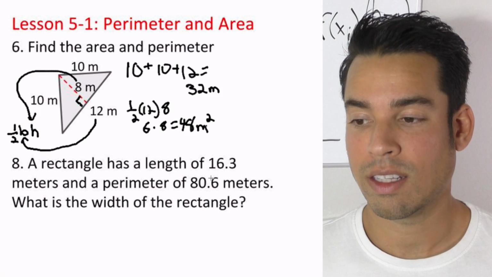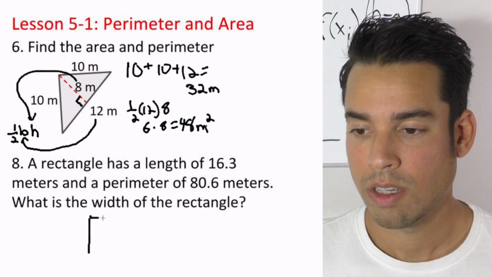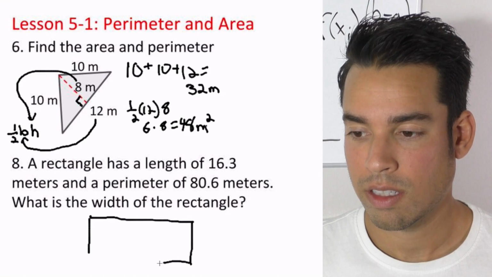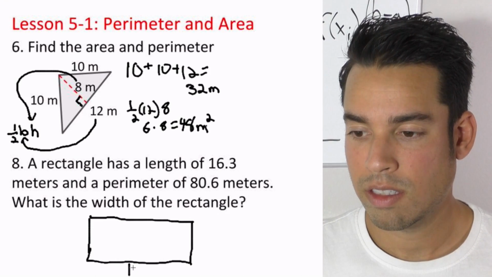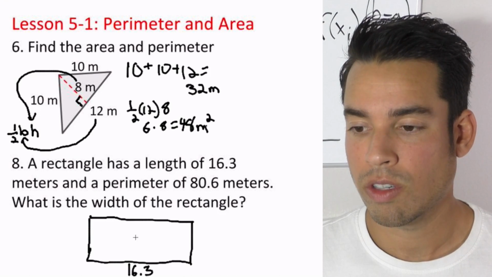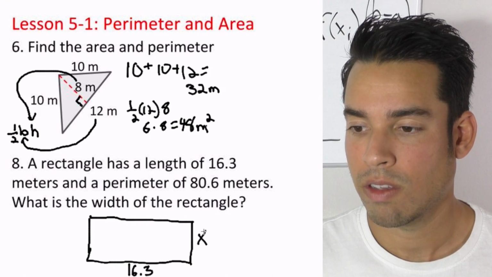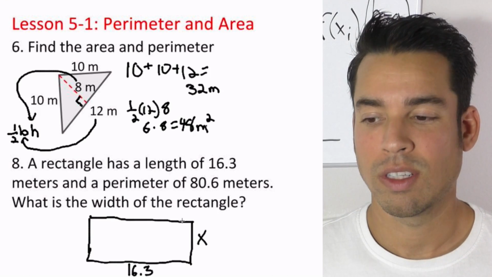A rectangle has a length of 16.3 meters. Let's draw it out. I love these problems. Let's do it like this, like this, like this. It has a length of 16.3 meters and a perimeter of 80.6 meters. What is the width? They want to know this value. Okay, how do we do this?